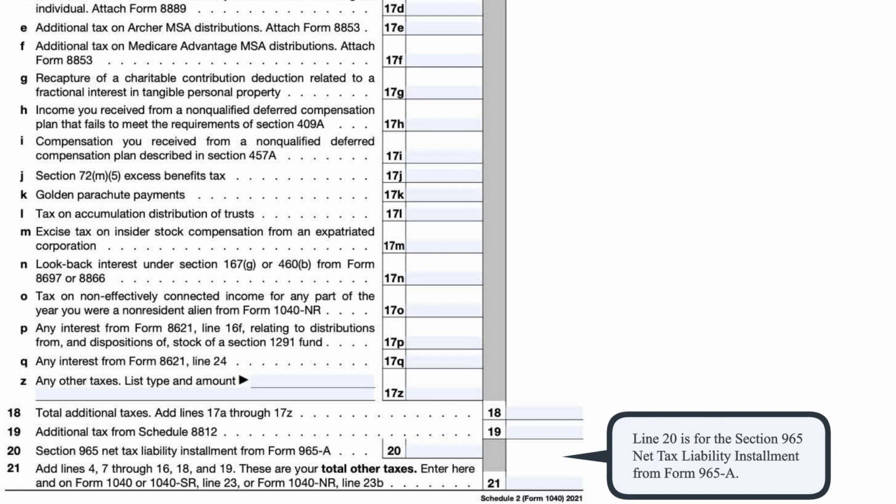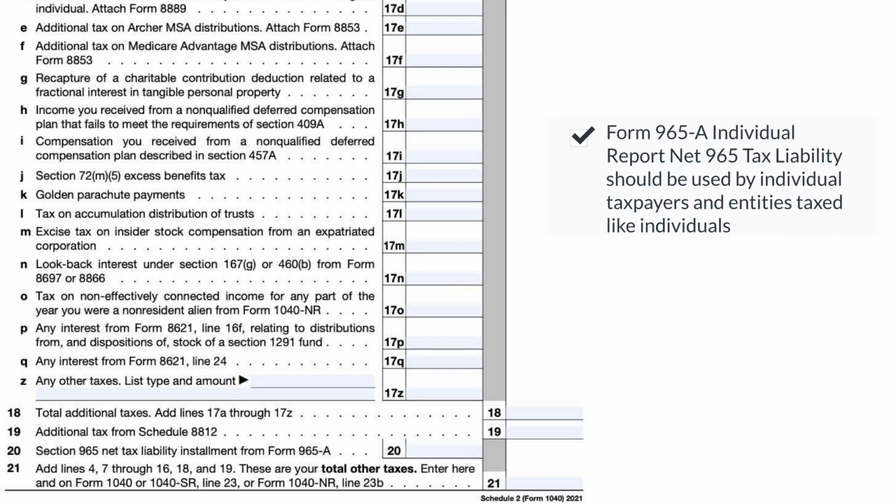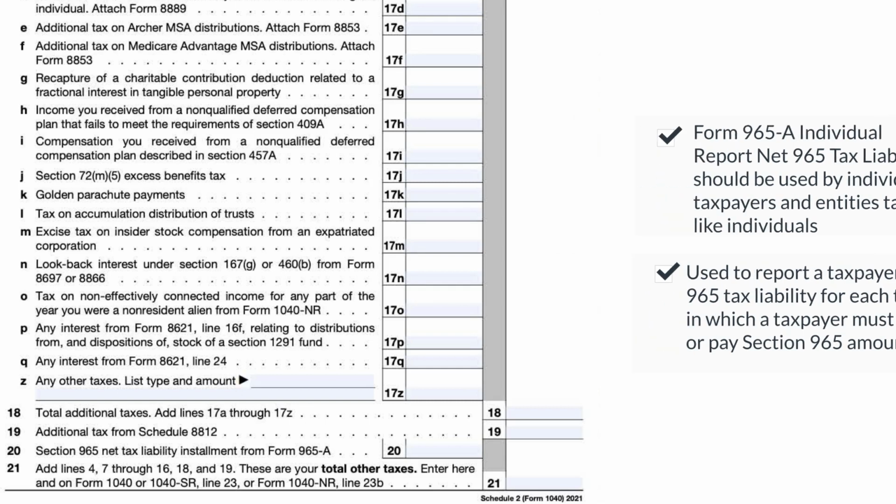Line 20 is for the Section 965 Net Tax Liability Installment from Form 965A. IRC Section 965 Net Tax Liability Installment, Form 965A, Individual Report of Net Tax, should be used by individual taxpayers and entities taxed like individuals, for example, certain estates and trusts. This form is used to report a taxpayer's net 965 tax liability for each tax year in which a taxpayer must report or pay Section 965 amounts.